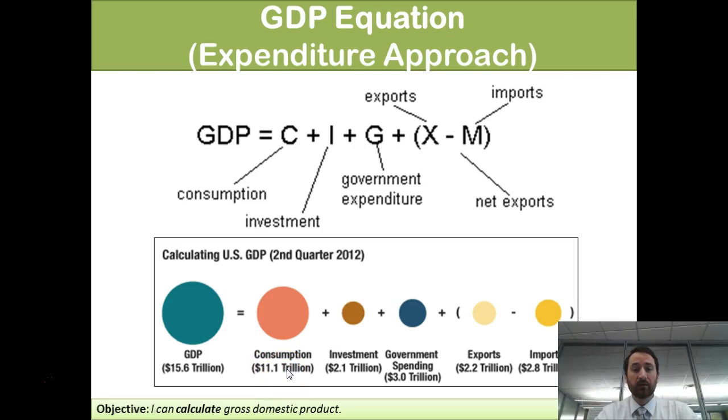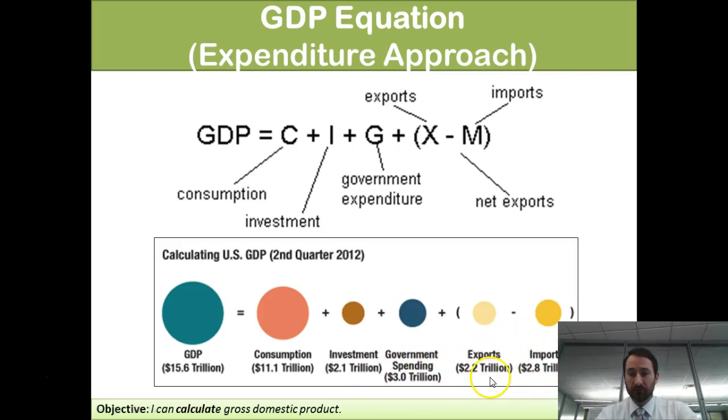people in America spent $11.1 trillion on goods and services. We bought stuff. Businesses invested about $2.1 trillion. Right? So huge difference there. Government spending was more than business investments. This would be everything the government spends money on. And then our exports minus our imports.